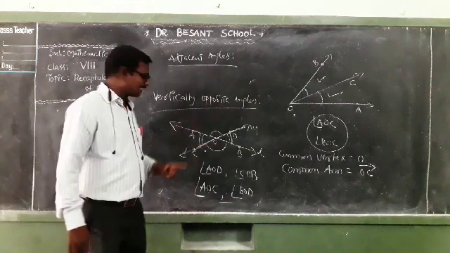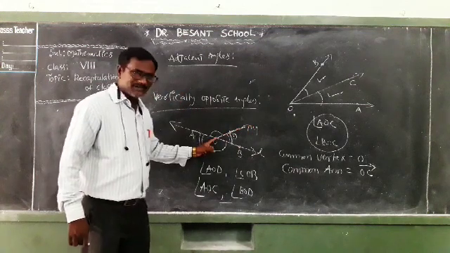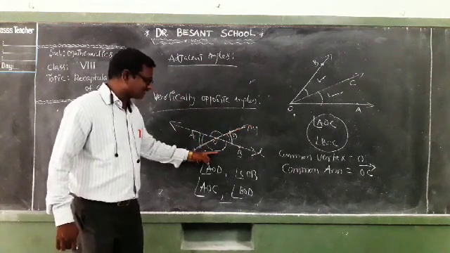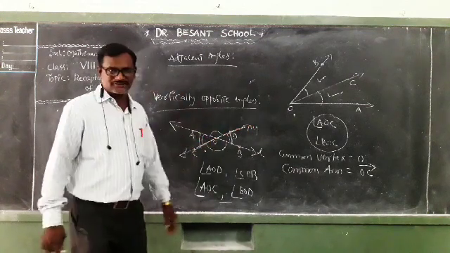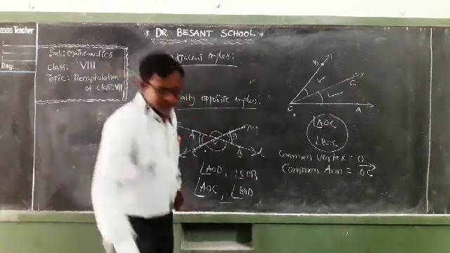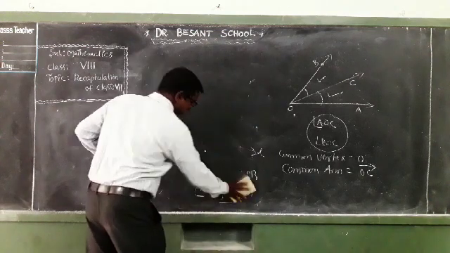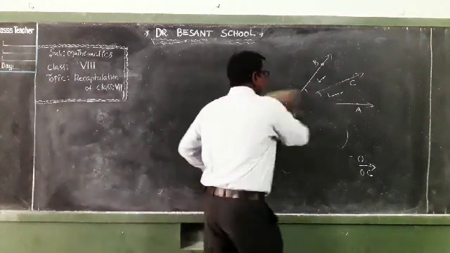So vertically opposite angles means when two lines are intersecting each other at a common vertex, the angles which are formed opposite to each other are said to be vertically opposite angles. Of course, as you know, vertically opposite angles are always equal. In addition to this, what we learned from this chapter, lines and angles of the 7th class.